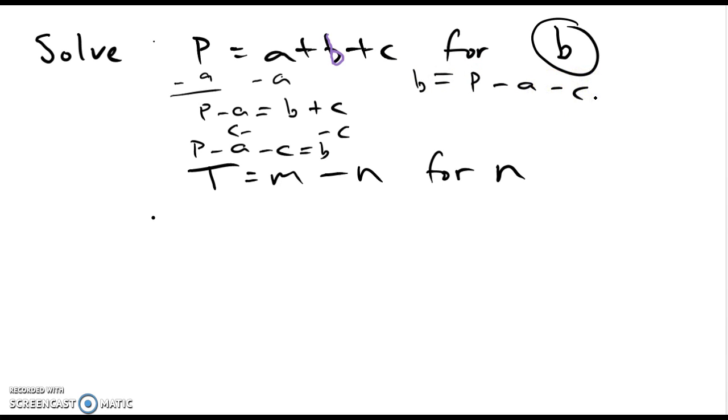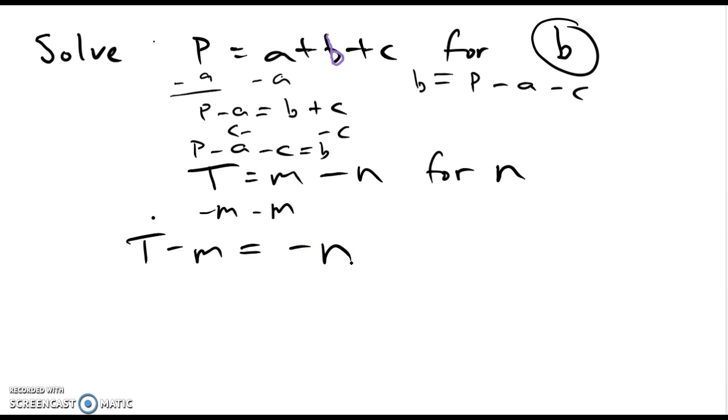Same thing with this one. T is equal to m minus n. We're solving for n. We have to get rid of the m. What do we do? Subtract m on both sides. What's t minus m? No idea. So we have to do t minus m is equal to, the negative remains, the n comes down here.